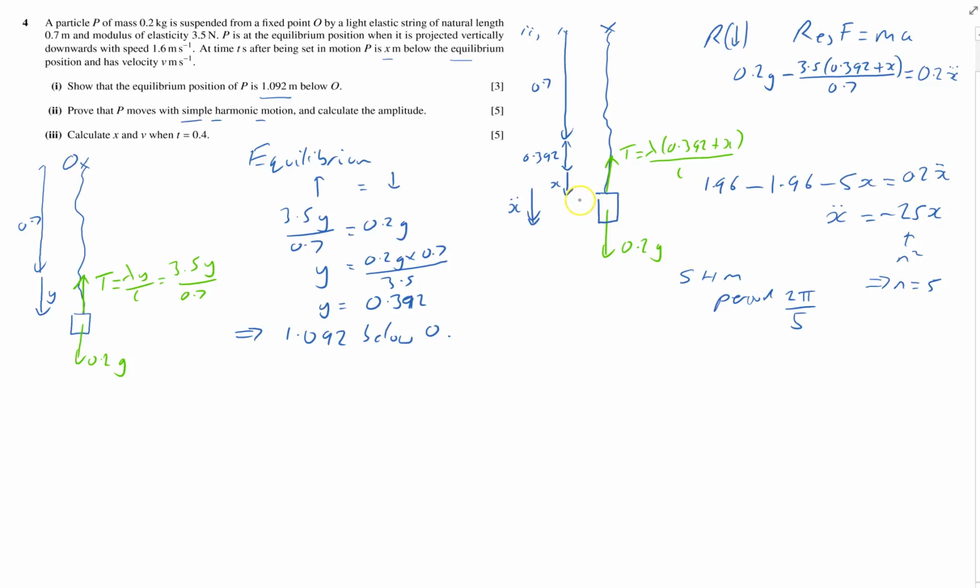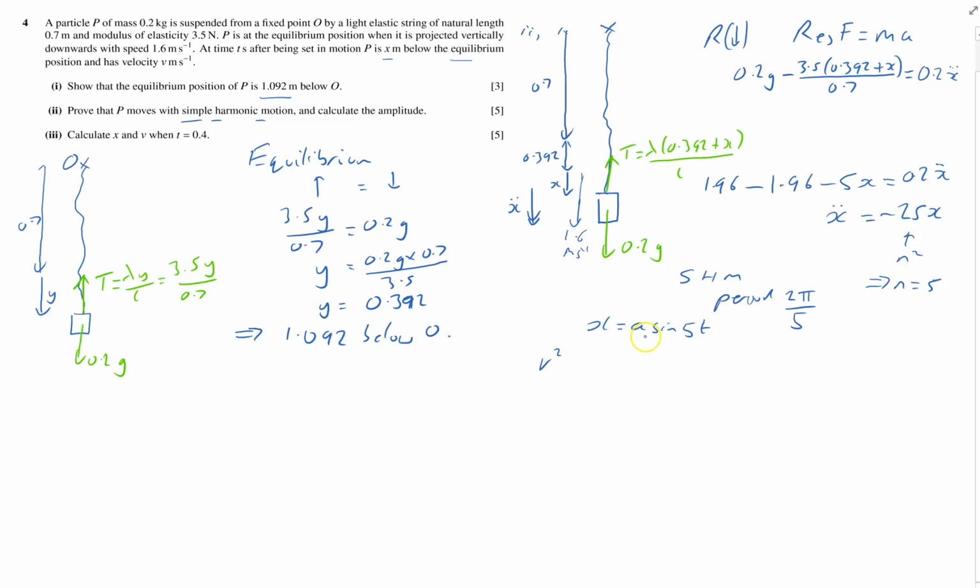And so the particle is projected down from the equilibrium position with a speed of 1.6 meters per second. So we know what the velocity equals when the extension is 0, so that's at the point where it's projected down. It's projected from the equilibrium, so we've got from the center, and therefore we can use sine, and so we've got x equals a sine 5t.